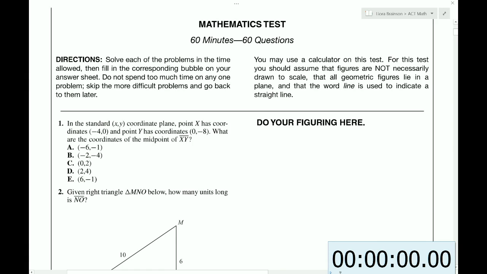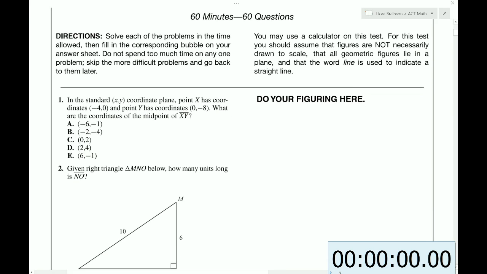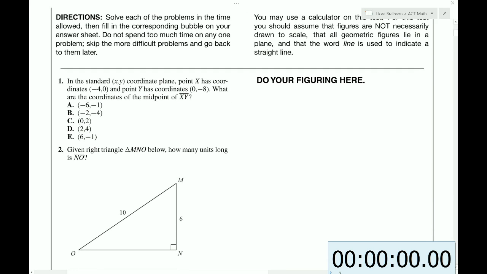Okay, so here we are in test 2 of the McGraw-Hill 10 ACT exams, and this time we're going to run it with a timer and see how we do time-wise. Okay, so we'll start with question 1.